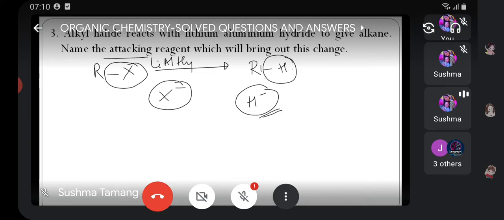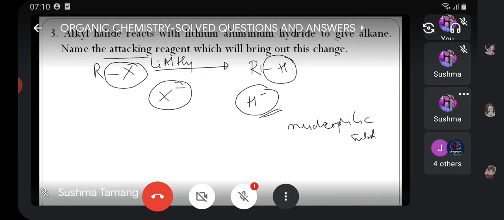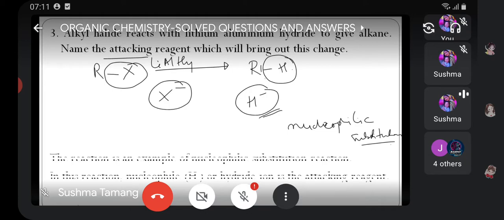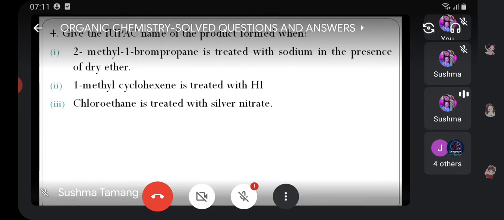So the attacking reagent is your H minus and the reaction is nucleophilic substitution. The reaction is an example of nucleophilic substitution and in this reaction the nucleophile is your hydride, H minus is hydride. Okay, H minus is your hydride, H plus is proton. You should remember that. Okay, now next question.